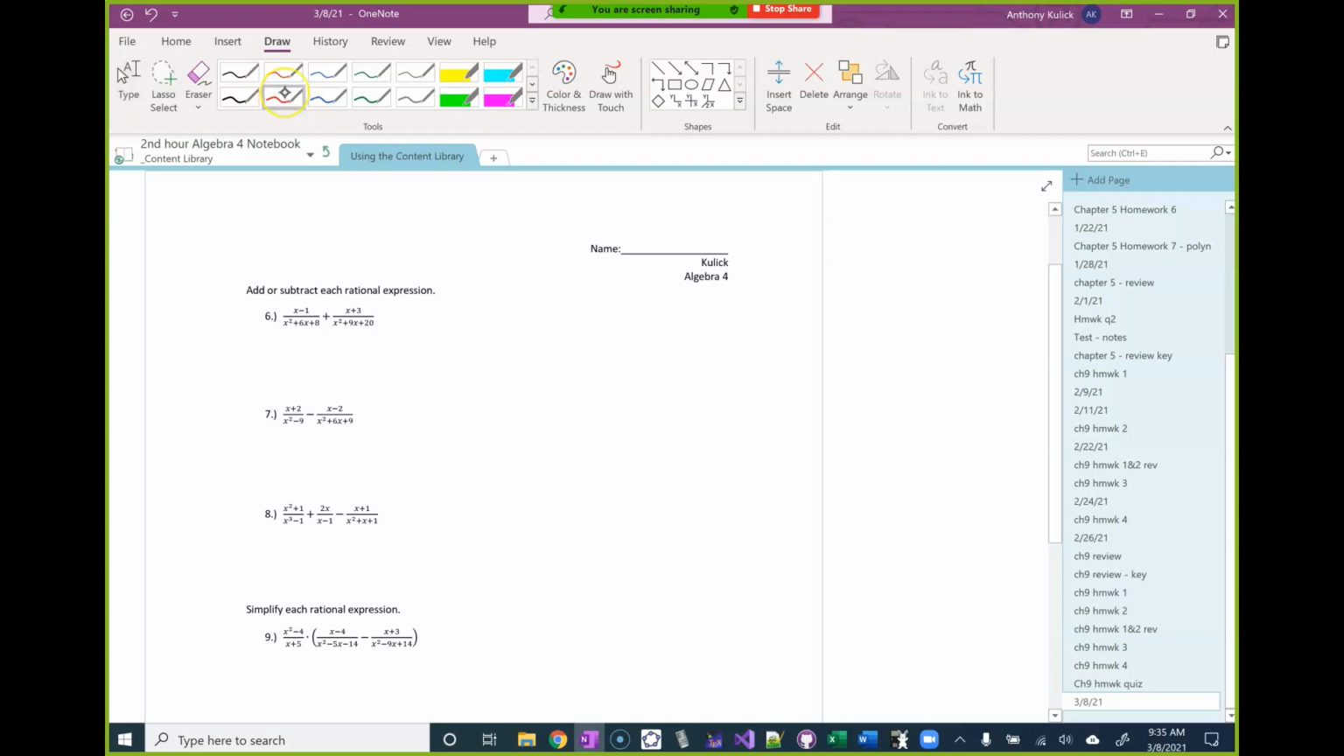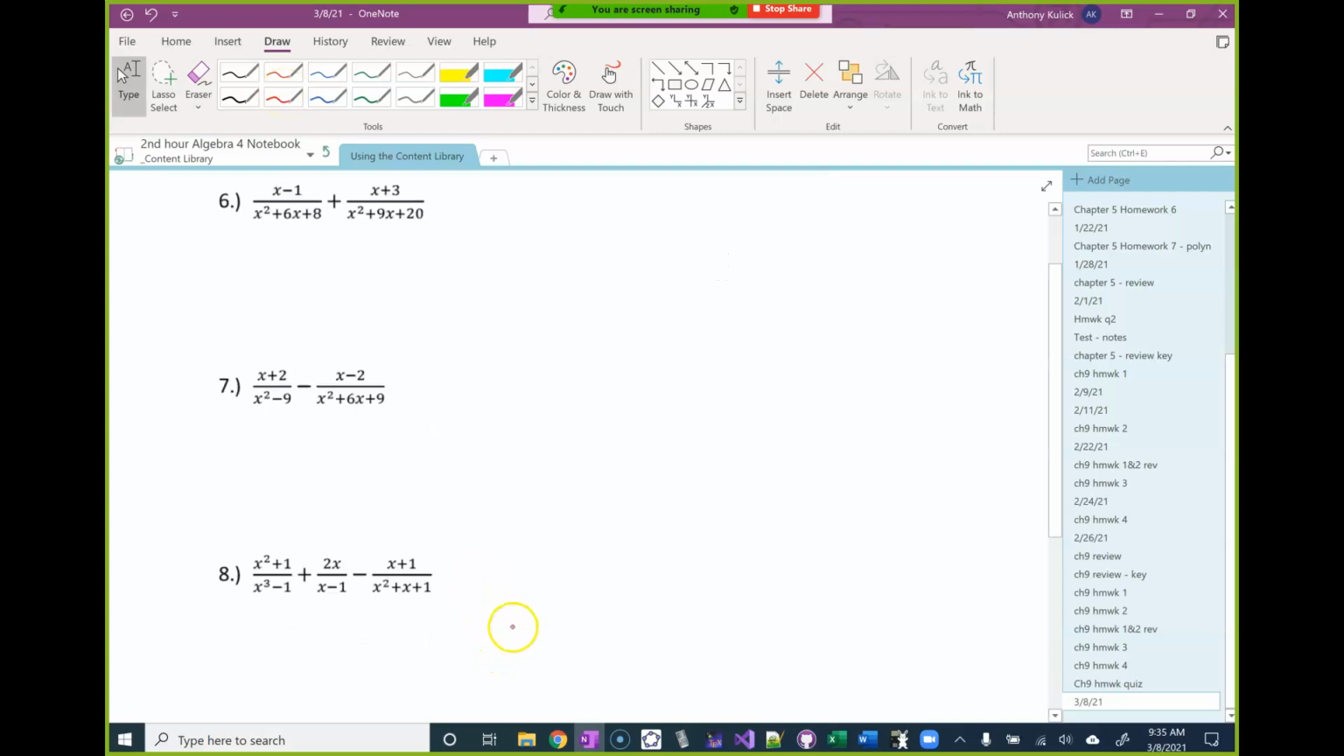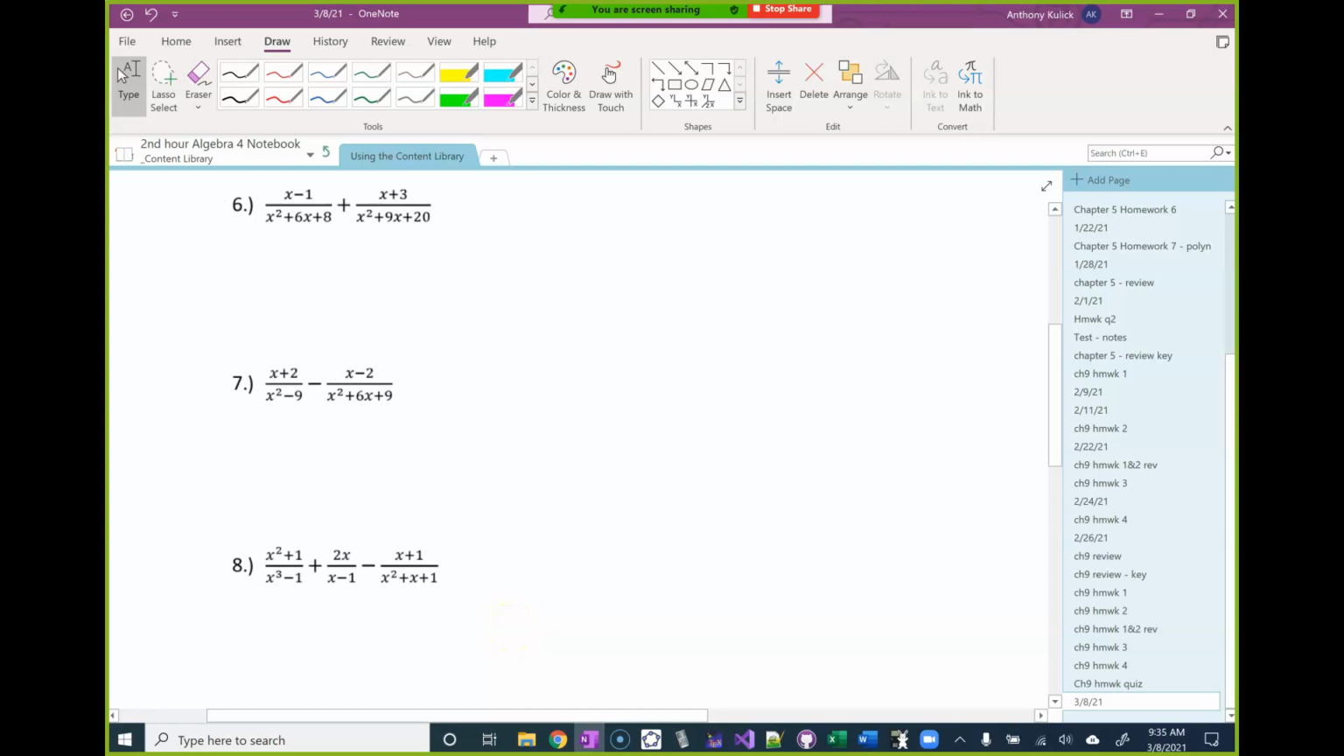So, in an addition and subtraction problem, my first order of business is going to be to factor the denominators, because that's a necessary piece of finding the least common denominator. So x squared minus 9, I see x minus 3, and here.